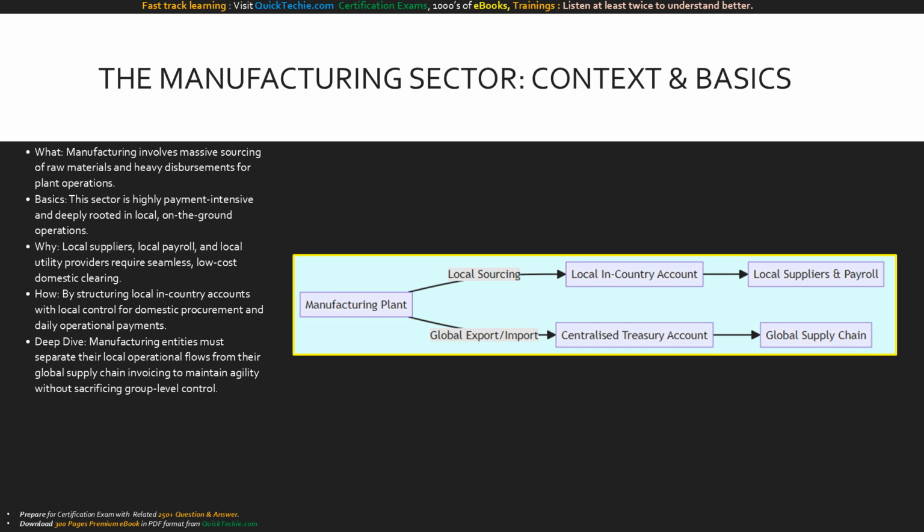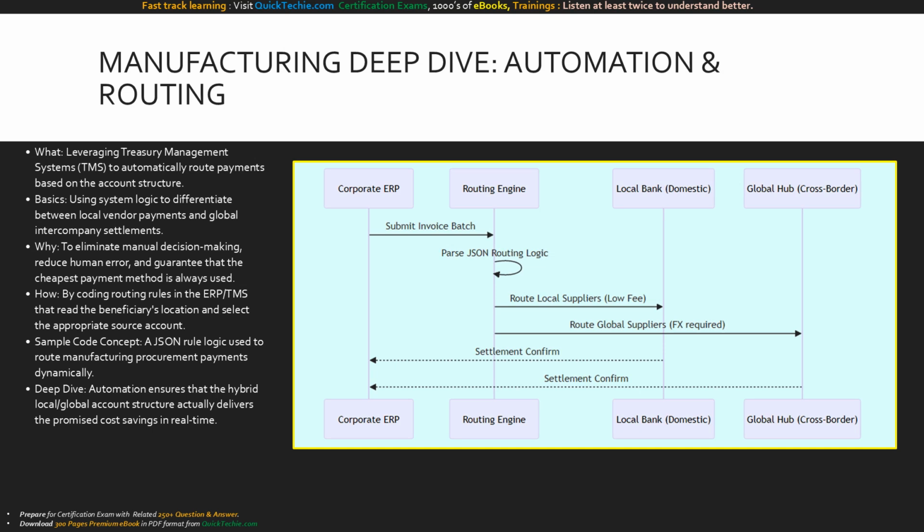Now look at the bottom path. For global export and import activities, the flows bypass the local accounts entirely and route into a centralized treasury account. This account manages the global supply chain. This visual perfectly demonstrates how a manufacturing firm must segment its account structure to optimize both local payment execution and global liquidity. Building on the manufacturing structure, how do we actually execute this without adding massive manual workload?